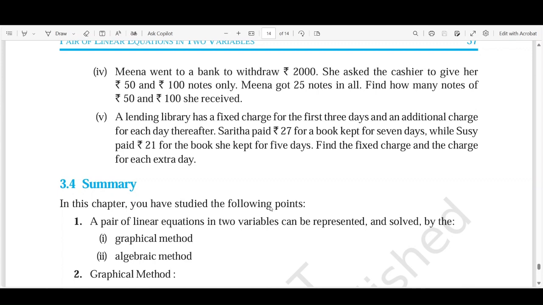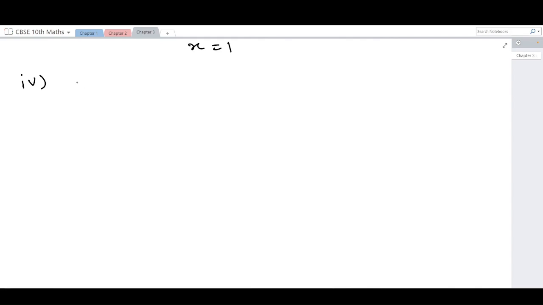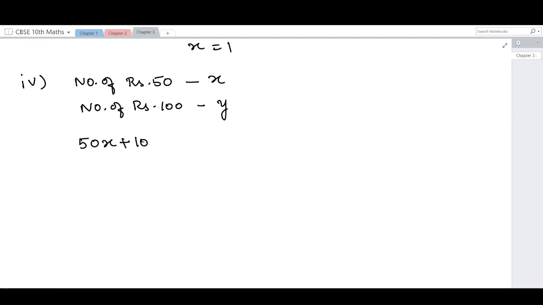Fine. So now let us form the equations corresponding to the above conditions. In total she will be withdrawing 2000 rupees. So let us take the number of notes in 50s and 100s to be x and y. So the number of 50 rupee notes will be x, and similarly the number of 100 rupee notes will be y. The first condition they have given is the total sum is 2000, right? So 50x plus 100y equal to 2000. And the second condition is the total number of notes she obtained is 25. So x plus y equal to 25. Right? So this is the second equation.